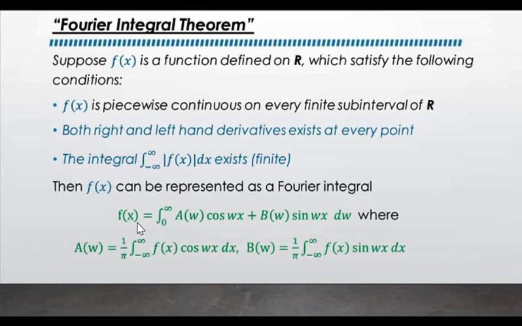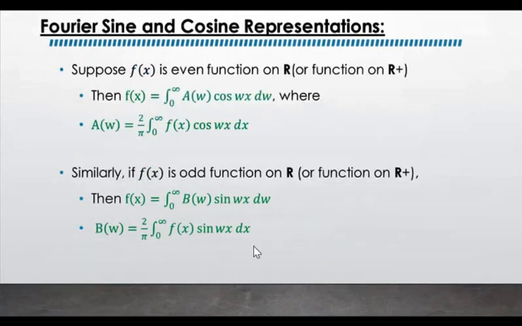That is, if f of x is even, then b omega will vanish, the entire term will vanish. And if f of x is odd, then a omega and cos omega x, this term will vanish in the formula. In the even case, a omega will be obtained as 2 by pi integral 0 to infinity f of x into cos omega x dx, as we can see in the second slide.